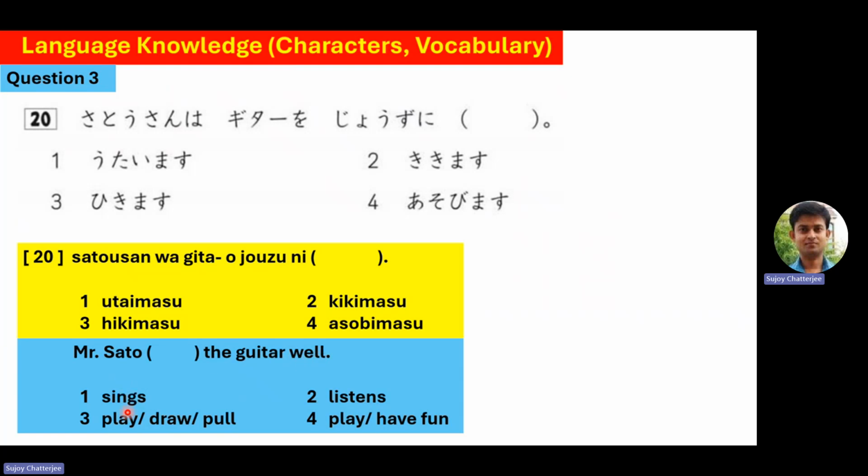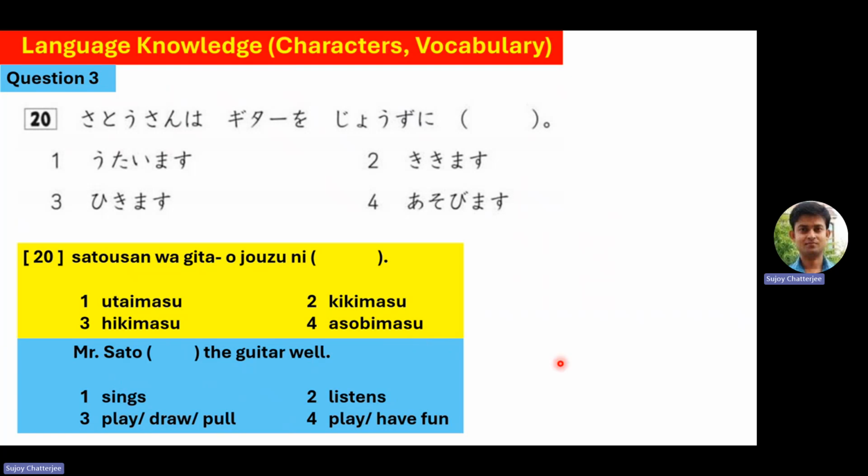So singing is out of the question because it is the guitar. So it will be either hikimas or asobimas, because both have the meaning of to play. So which should be the answer? The answer will be hikimas, because asobimas means to play some sports or to have some fun. The verb asobu means to play a sport or to have some fun, that is asobimas.